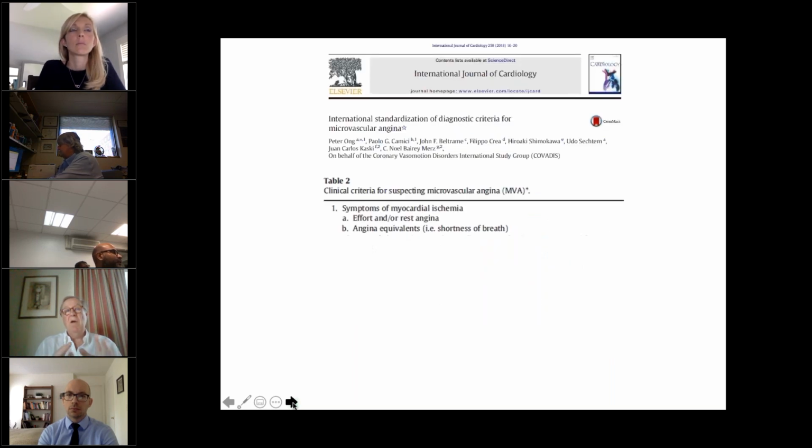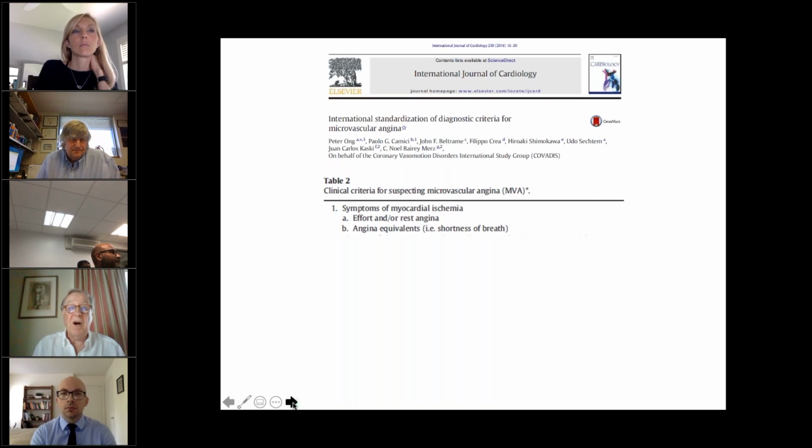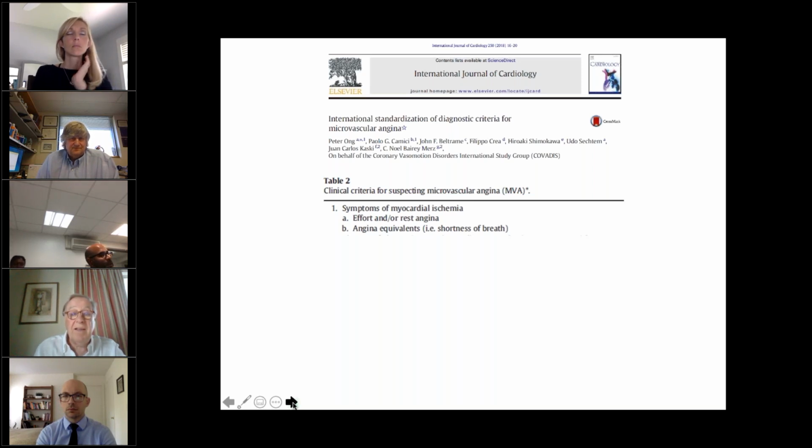Next slide. Now, what we have done recently in the so-called COVADIS group, a group of scientists from the US, Europe, and Japan that work on functional abnormalities of the coronary circulation, is establish the criteria for a clinical diagnosis of microvascular dysfunction. This is contained in a paper published in 2018 in the International Journal of Cardiology. The first of the four criteria is symptoms that can be attributed to myocardial ischemia. This includes chest pain, but also chest pain equivalents such as shortness of breath.